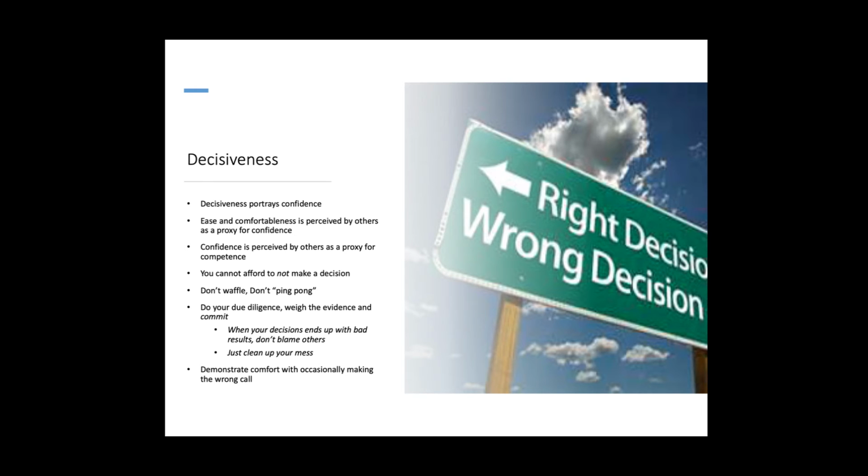You see, as you can see here on the slide, decisiveness portrays confidence, the ease and comfort that is perceived by others that you have. That's a proxy, that's a view, that's a barometer they use to get a sense of your level of confidence. Confidence is perceived by most people as a proxy, as an indicator, as a substitute for competence. They judge your competence by how confident you are. In this, you must make decisions, and quite frankly, you simply can't afford to be indecisive. You can't afford to waffle.